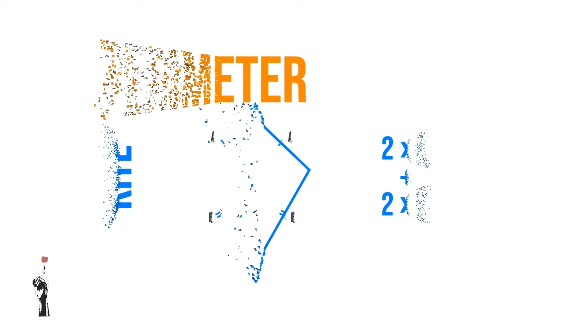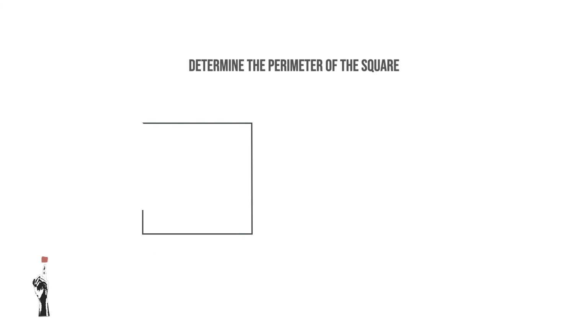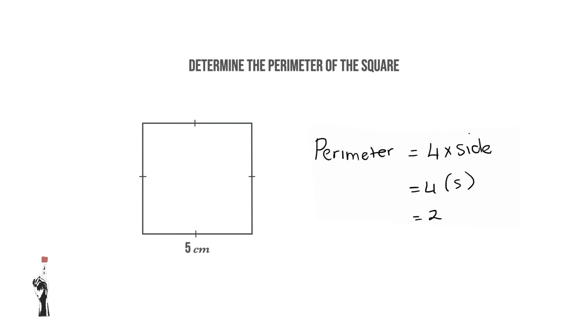Let's have a look at a few examples. Determine the perimeter of this square. One side is 5 centimeters. We know, since it's a square, that all four sides will be 5 centimeters. Therefore, I can write that my perimeter is equal to 5 plus 5 plus 5 plus 5, or I can just write it's 4 times side. Therefore, it is 4 times 5. Which gives me an answer of 20 centimeters.